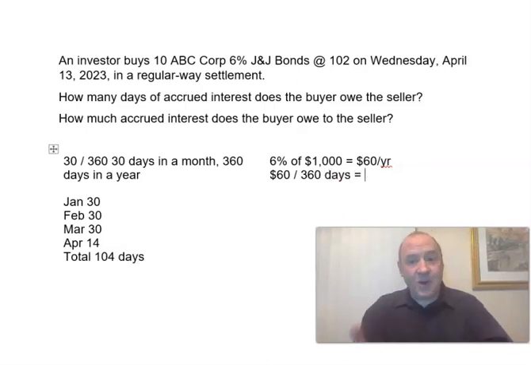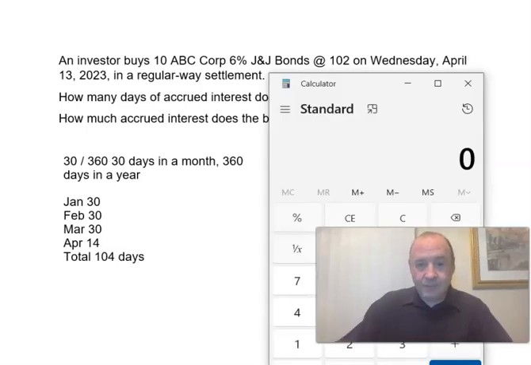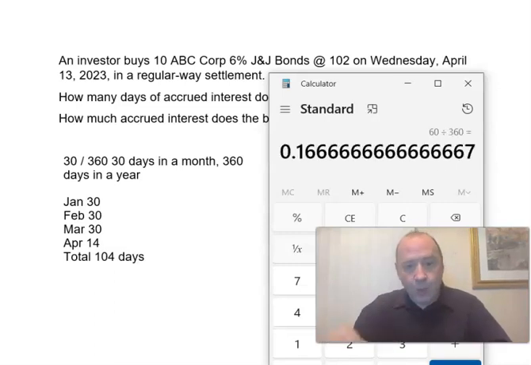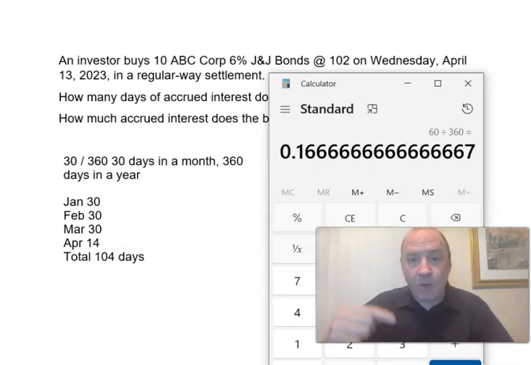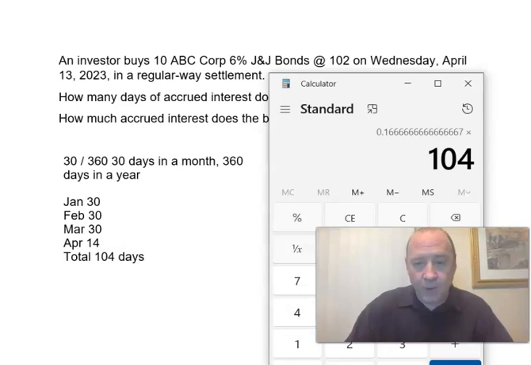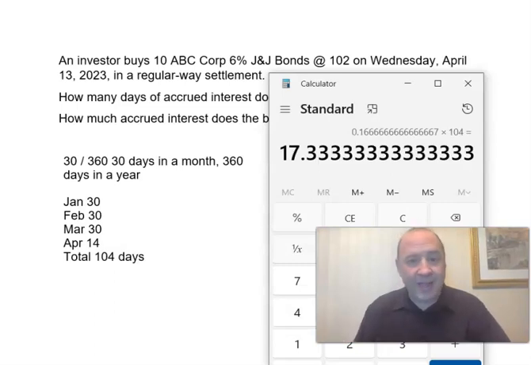Now this is where I'm going to get my calculator. $60 a year divided by 360 days in a year is 0.16666, 16 2/3 cents per day. So this bond accrues interest at 16 2/3 cents a day. Now, at this point, I'm not going to clear my calculator. Now I'm going to multiply by the number of days, which we figured out is 104 days. So that's $17.33 1/3 cents per bond, and the investor bought 10 bonds.